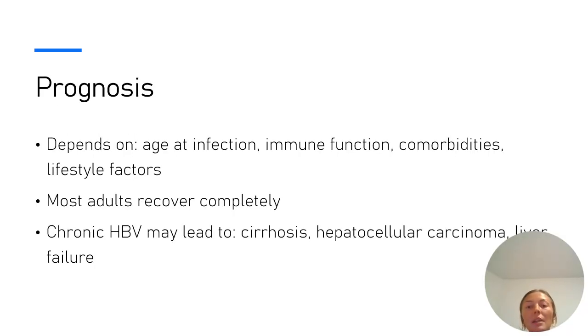The prognosis depends on several factors such as the age of infection, the immune response, and the presence of comorbidities. Most adults do recover fully, but chronic hepatitis B can lead to further complications such as cirrhosis or hepatocellular carcinoma. Lifestyle factors such as alcohol use or metabolic disease can accelerate liver damage. In advanced cases, liver transplant may be the only option. The prognosis varies widely from person to person depending on how effectively their immune system responds to the HBV.